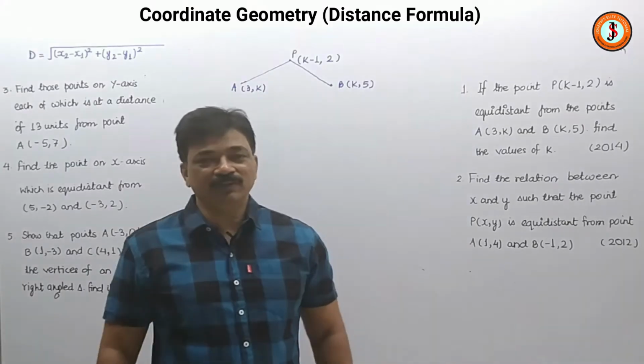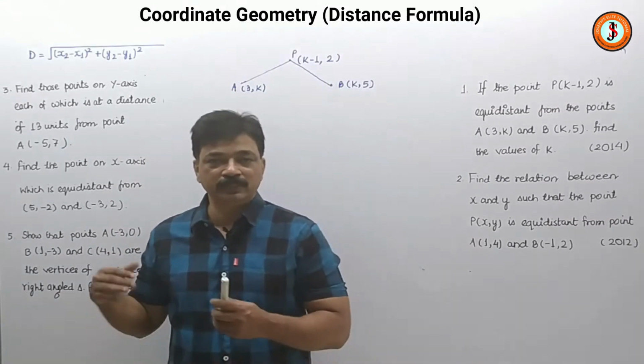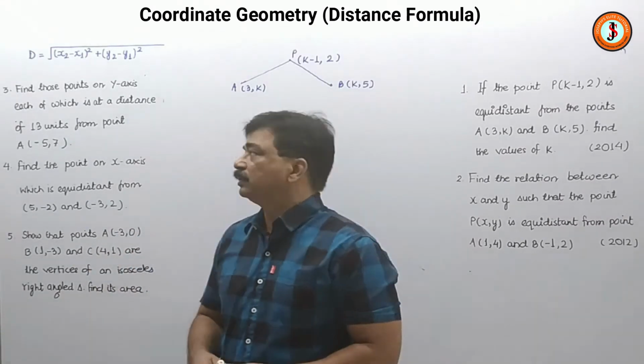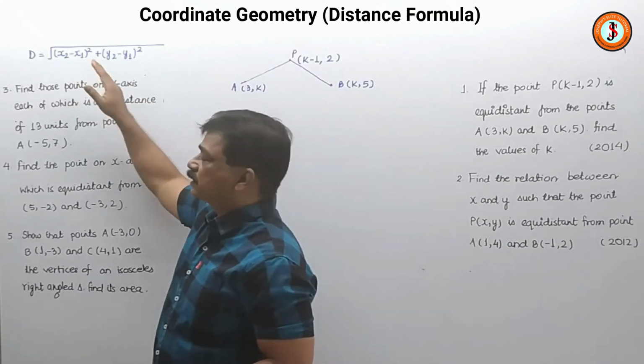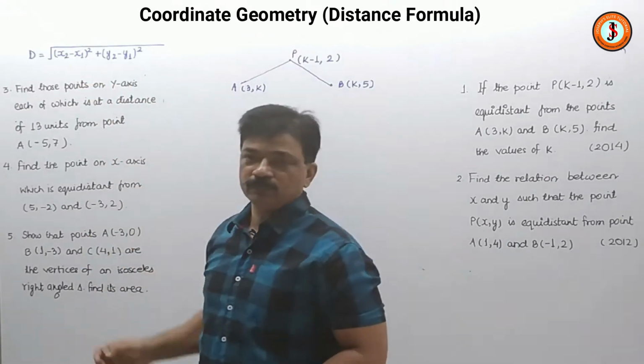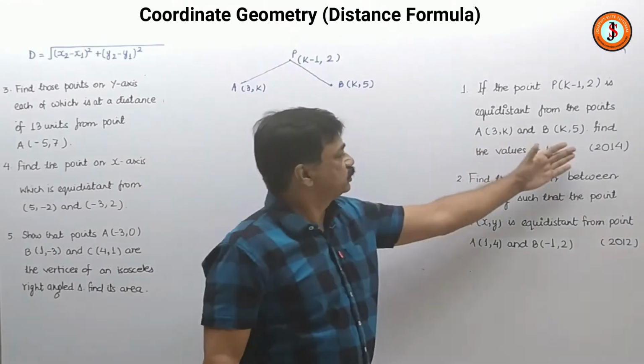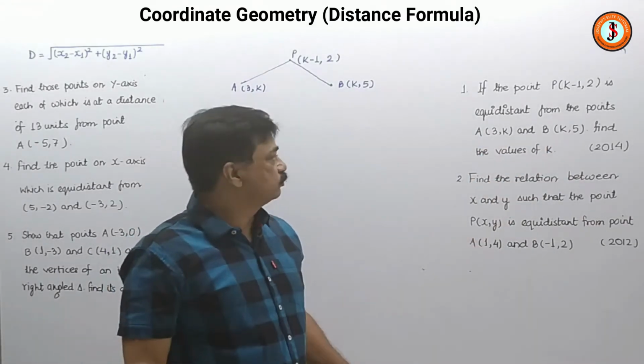Hello children, so here we are basically dealing with coordinate geometry distance formula. As we know, the distance formula is: under root (x2 minus x1) the whole square plus (y2 minus y1) the whole square. So we have a question which came in board examination 2014.